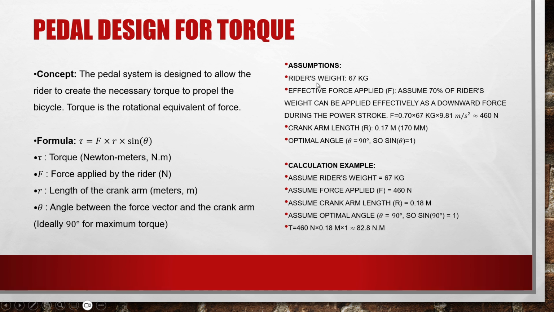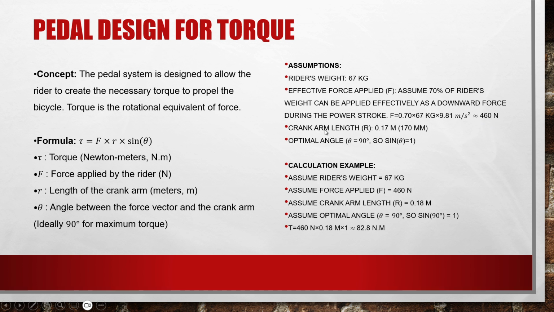And here we assume the rider's weight to be 67 kilograms, just like before. And we assume 70% of the rider's weight can be applied effectively as a downward force during the power stroke. By applying the formula, F equals 0.70, which is 70%, times 67 kilograms, which is the rider's weight, times acceleration due to gravity, we get 460 newtons.